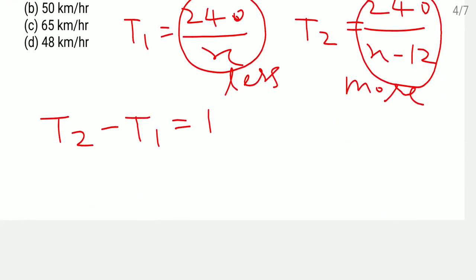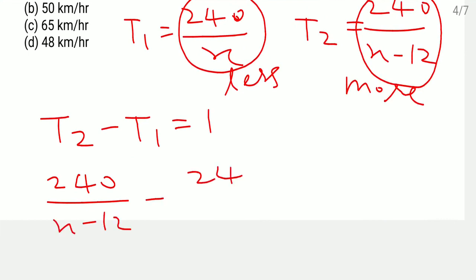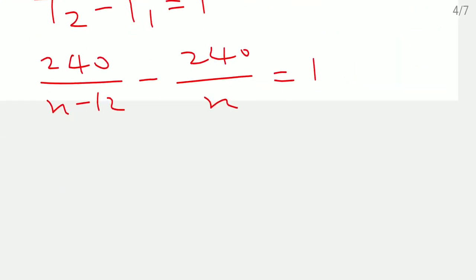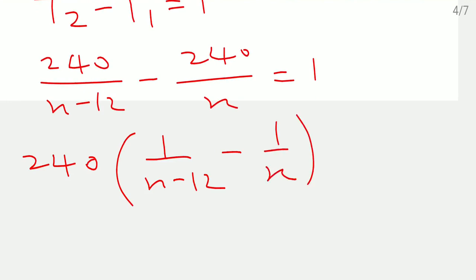Now here I'll substitute: 240 divided by x minus 12 minus 240 divided by x is equal to 1. 240 will be taken common. 240 is here, and inside the bracket 1 by x minus 12 minus 1 by x, which is equal to 1. Now I'll do the LCM.